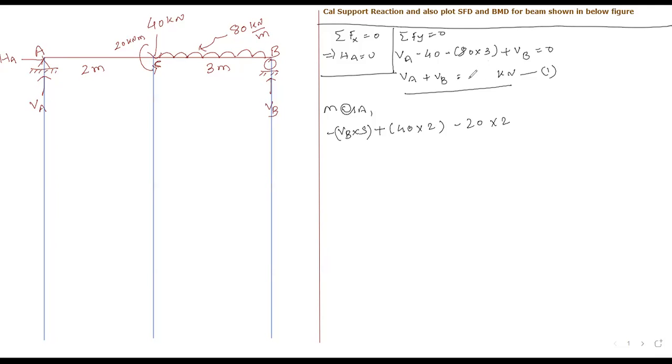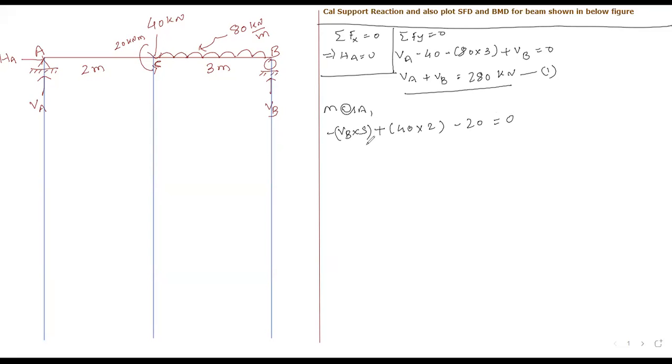What is 20? Tell me. What is 20? Why force? 20 kN-m is a moment, an anticlockwise direction moment is given, okay. 20 kN-m is itself a moment, so we cannot consider a distance with it; you have to consider the value directly. If clockwise you have to consider plus, if anti-clockwise you have to consider negative. I hope it is clear. That is equals to 0. Please give me value of VB.